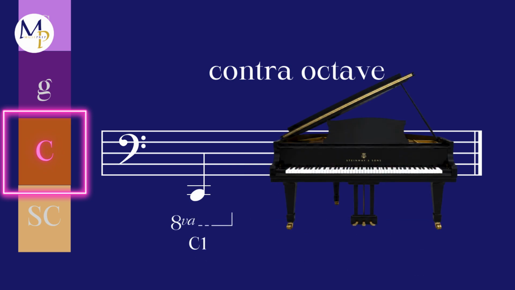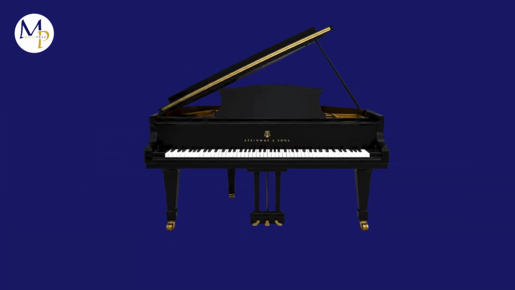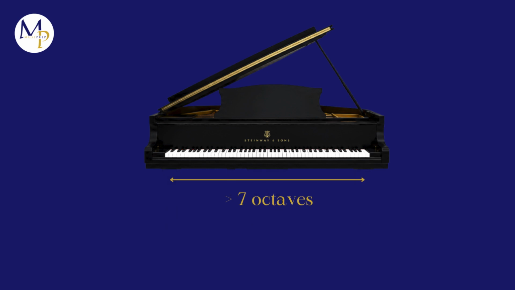On the piano keyboard, there are only 3 notes below that: subcontra B, subcontra B flat, and subcontra A. This means that a piano covers more than 7 octaves in total.